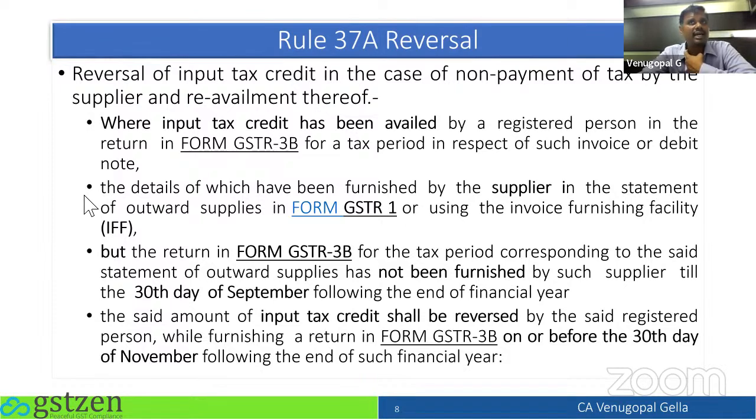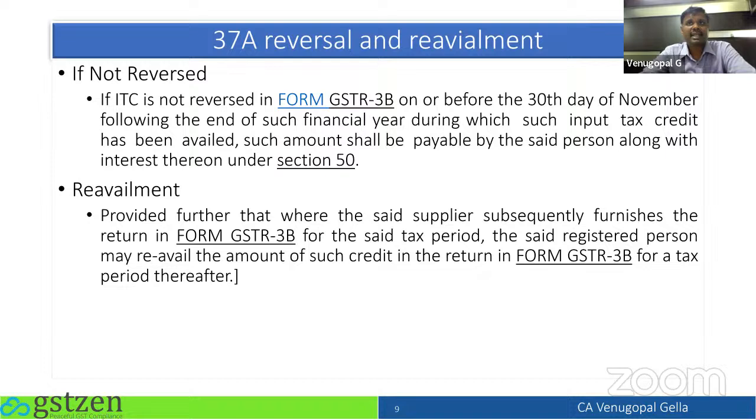So what does the rule say? The input tax credit availed by the registered person in 3B, the details of which have to be furnished in the form of R1 and 3B, but the supplier has not filed his return 3B by 30th September, then the ITC shall be reversed again in 3B by 30th November. Now, if you don't reverse the ITC, you will end up paying interest at the rate of 18%. But if you reverse, can I re-avail? Re-availment is permitted. There is no time limit restriction, whatever be the period the taxes have been paid.